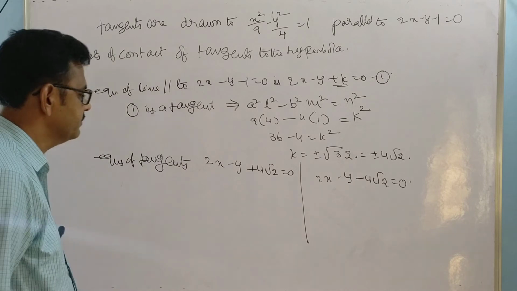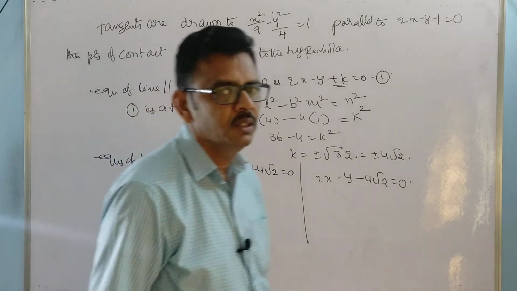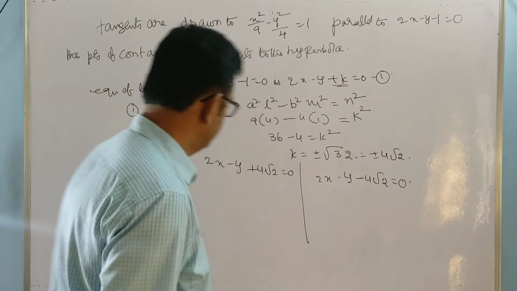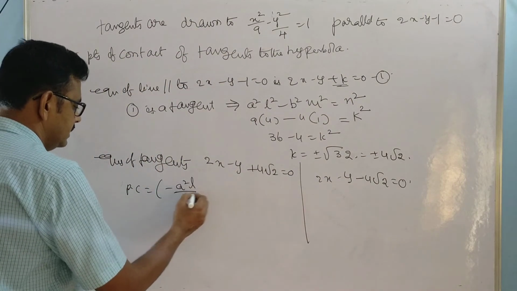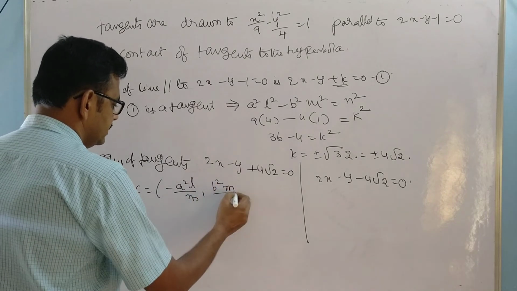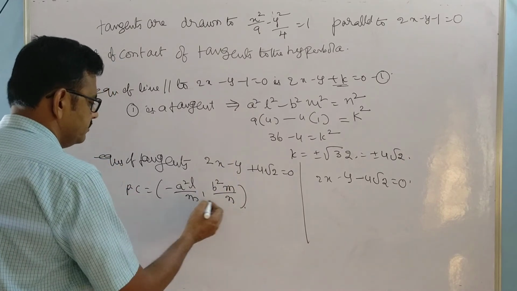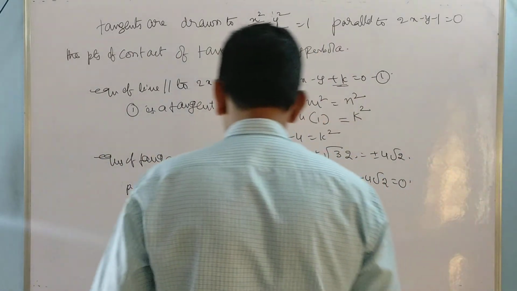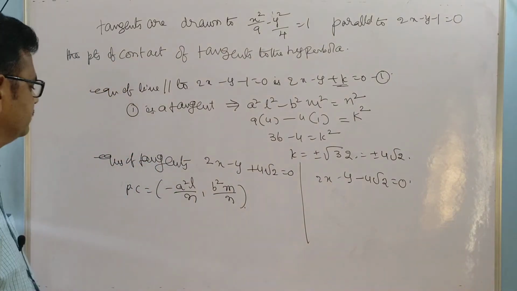Now, what is the point of contact? If the line Lx plus My plus n equal to 0 is a tangent to the hyperbola, then its point of contact is minus a square L by n, comma b square m by n. So this is the point of contact.